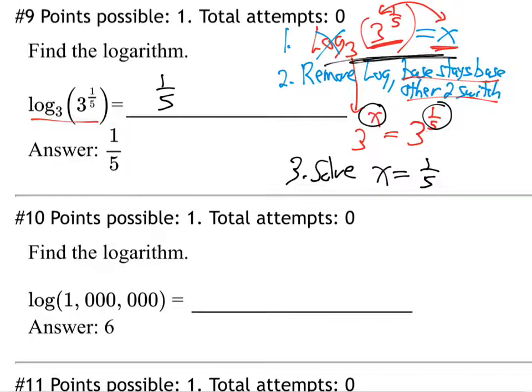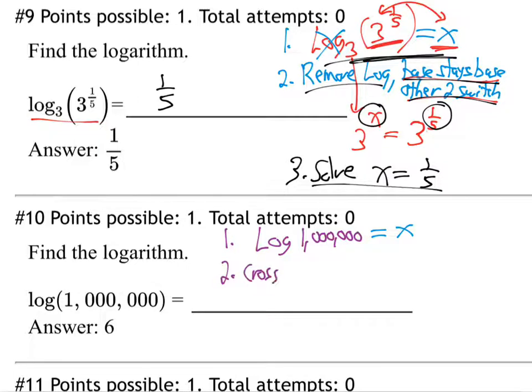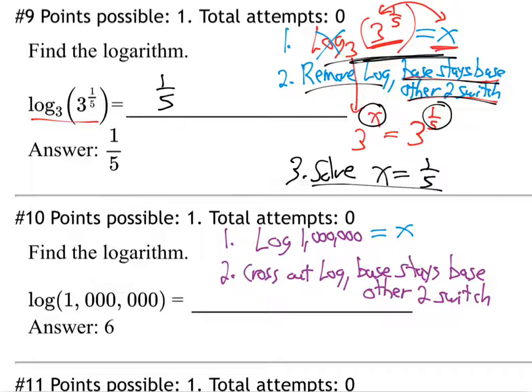Do you see that? So step 1, we put an x on the other side. Step 2, we remove the log, base stays the base, other two switch, and then we just solve for x. Let's try that on number 10. So down here on number 10, we have the log of a million, don't we? So on step 1, we're going to go equals x. Then on step 2, cross out the log, base stays the base, the other two switch.